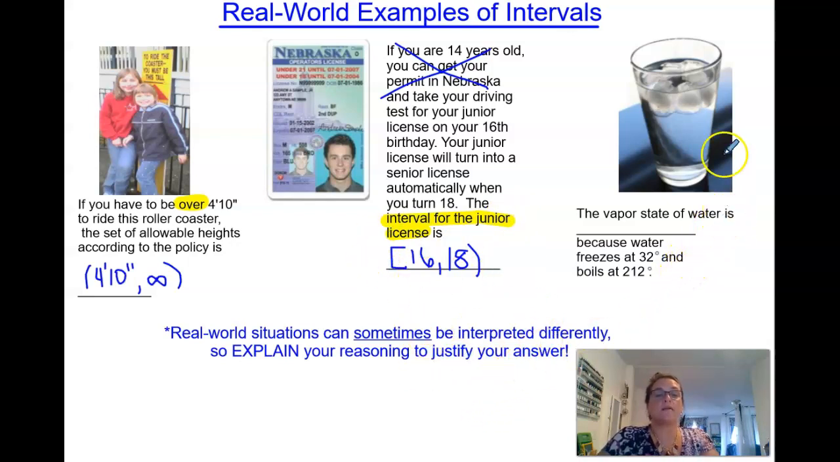Okay, then in our last example here, we have the vapor state of water is what interval, because water freezes at 32 and boils at 212 degrees. So if you remember from middle school science, vapor is hotter than boiling, right? Your water turns to steam or vapor at that boiling point. So that word "at" here tells me that it includes the 212. So we would have a bracket at 212 and then no upper bound, because there's nothing in the text here that tells me that it could go into any other state other than vapor.